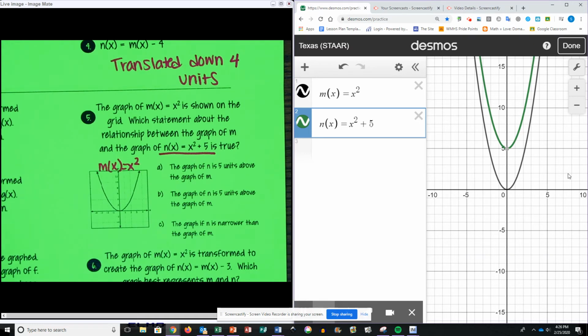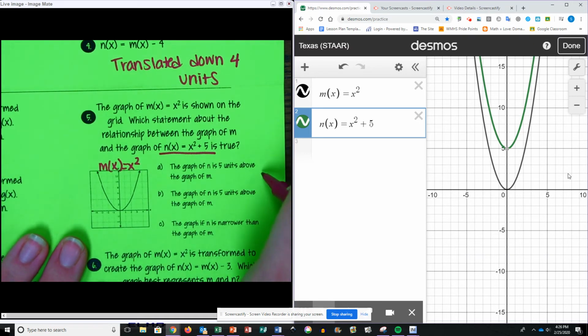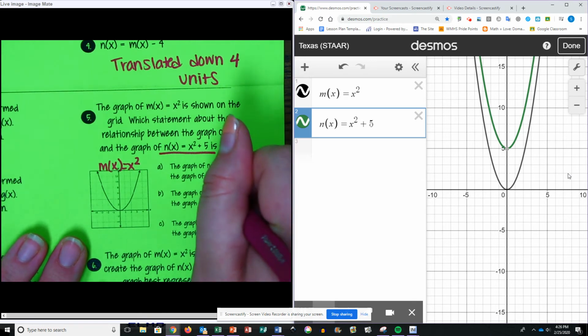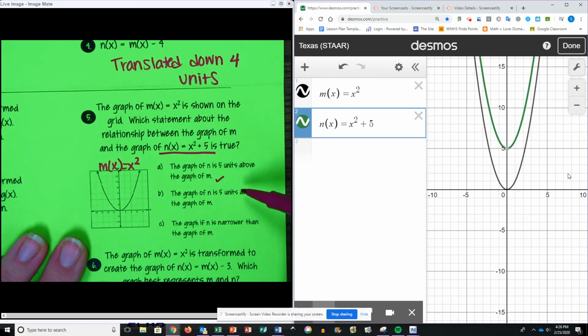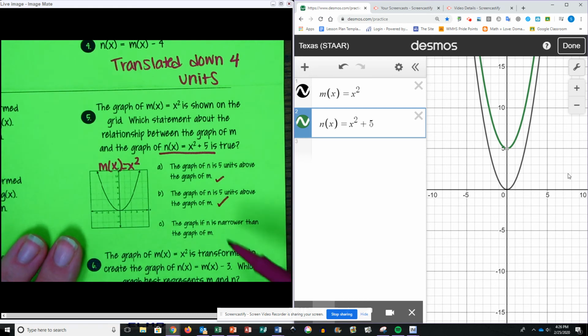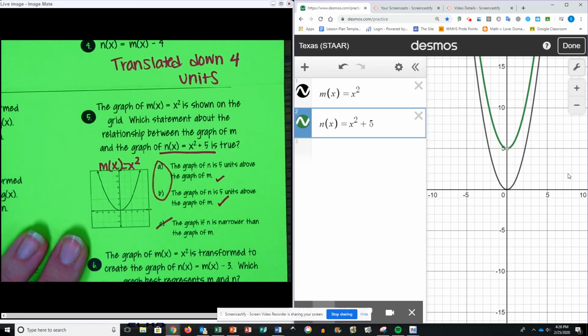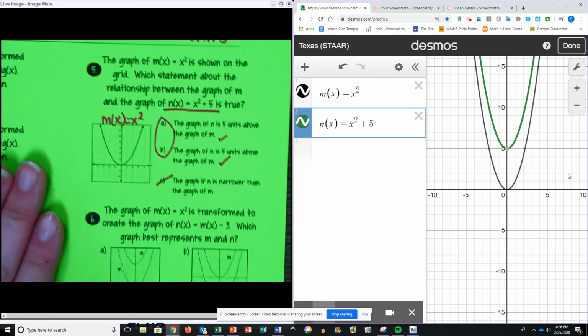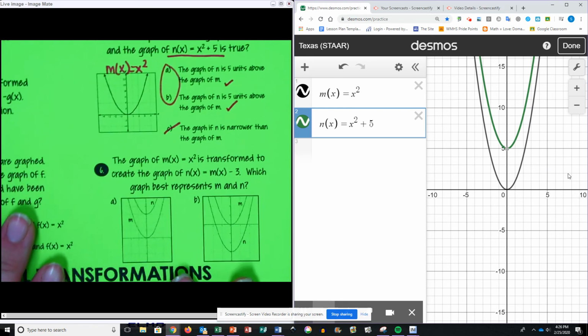So then I look at my answer choices. The graph of n is 5 units above the graph of m. Is that true? Sounds good. The graph of n is 5 units above the graph of m. That's the same answer choice, sorry. The graph of n is narrower than the graph of m. Not true. Those really are both the same answer? They are. Okay, sorry. A and B are both your answer. They're the same.